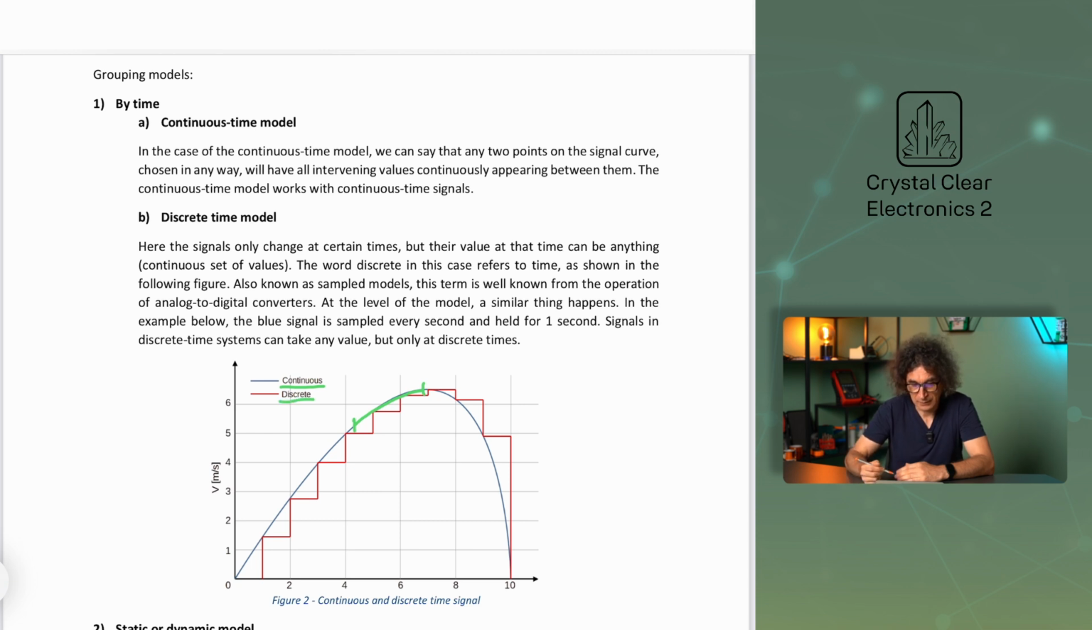In a discrete time model, the signals only change at certain times, but their value at that time can be anything. The word discrete in this case refers to time. Also known as sampled models, this term is well known from the operation of analog to digital converters. At the level of the model, a similar thing happens. In the example, the blue signal is sampled every second and held for 1 second.